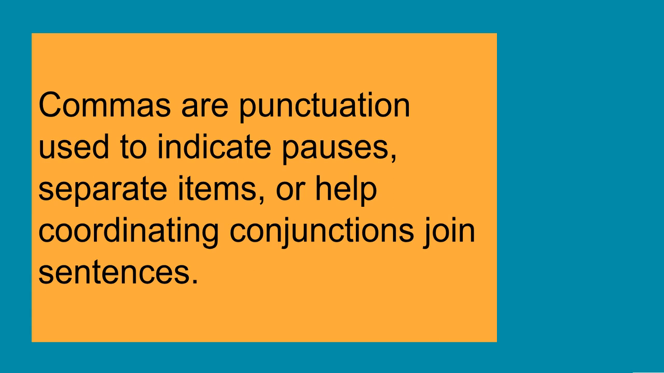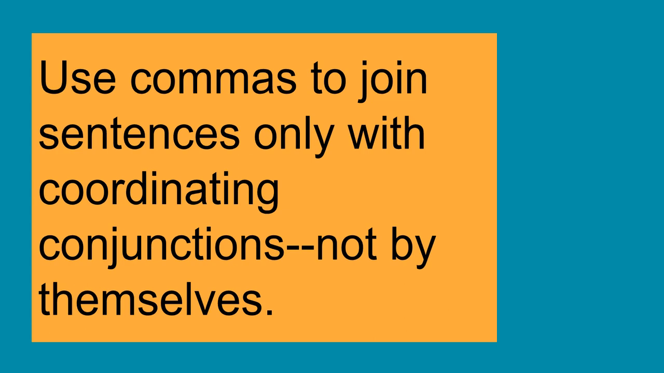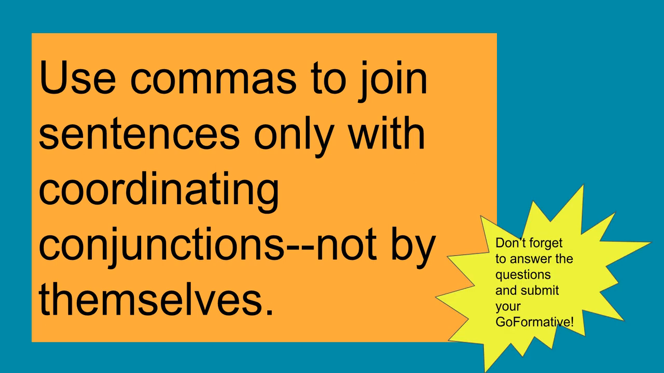To sum up, commas are punctuation that we use to indicate pauses, separate items, or help coordinating conjunctions join sentences. We use commas to join sentences only with coordinating conjunctions. They cannot be used by themselves because that's a comma splice. You can't leave them out either because that's a missing comma with a coordinating conjunction in a compound sentence. So make sure that you answer all the questions and submit your Go Formative to get your credit.